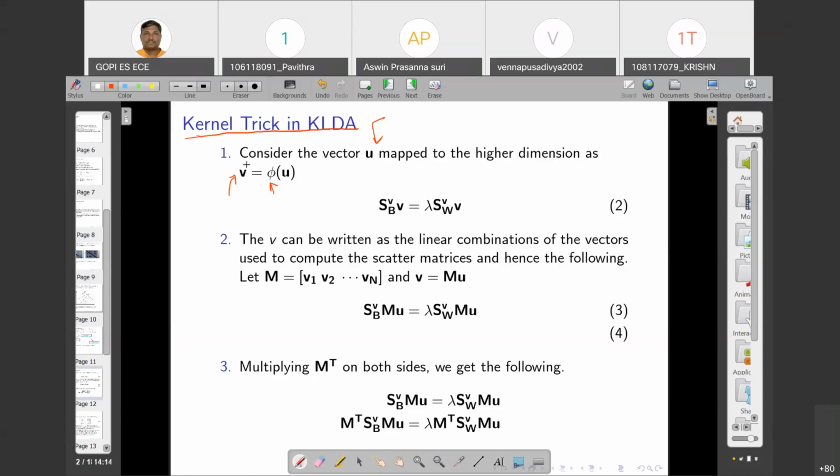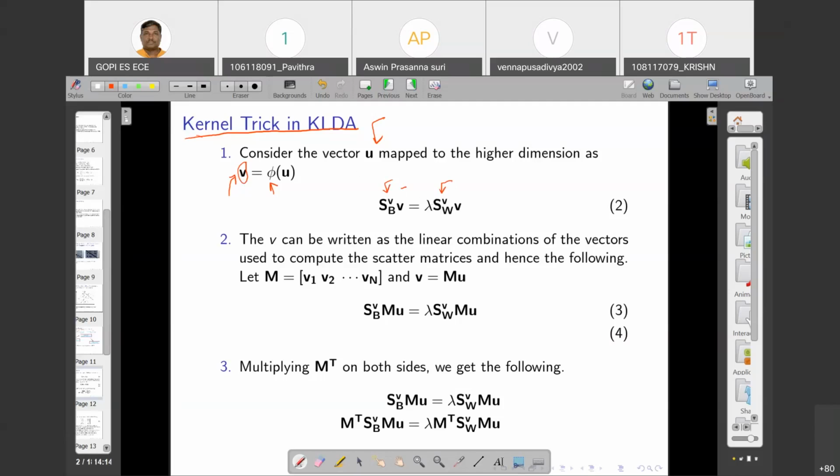Now we are going to compute the between class scatter matrix and within class scatter matrix using these vectors. Remember that they are all vectors in the higher dimension space. Now SBV is the between class scatter matrix using the vectors in the higher dimension, that is V here. And SWV is the within class scatter matrix using the vectors in the higher dimension space.